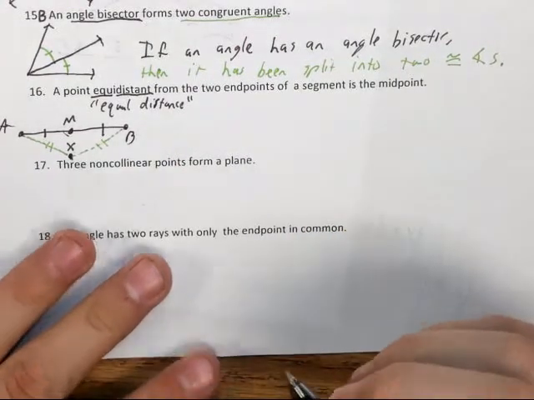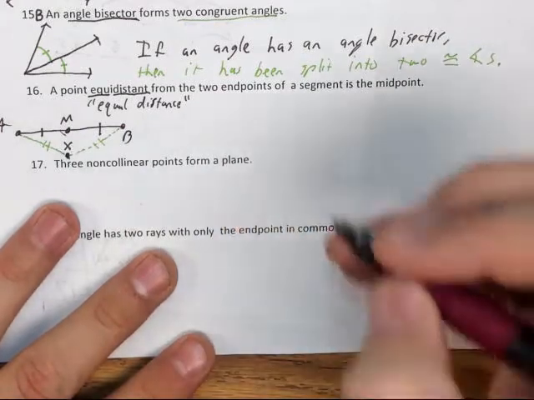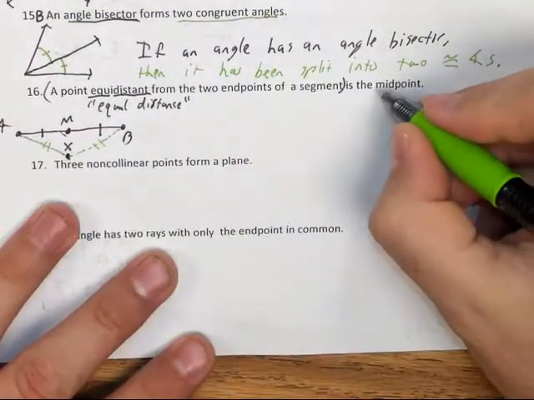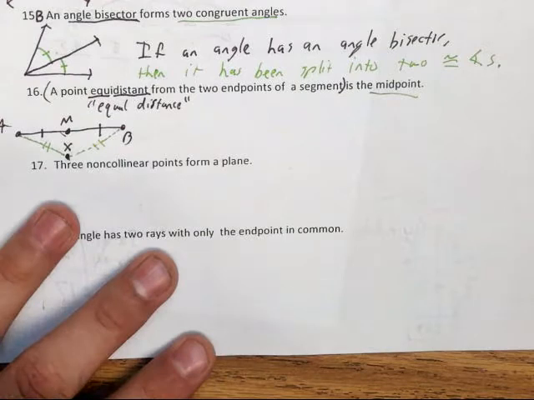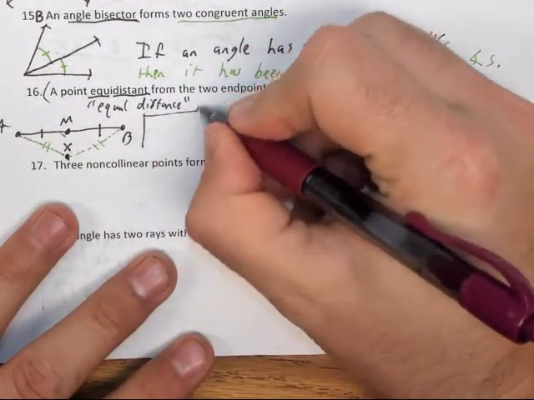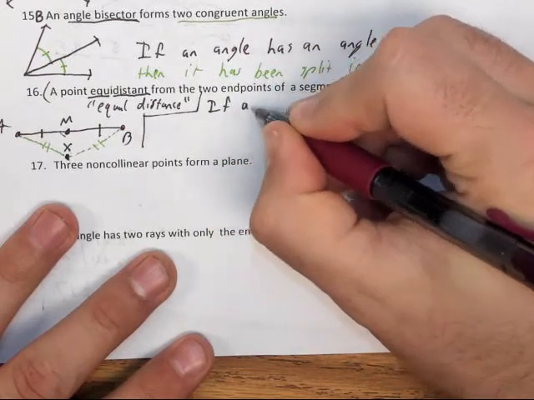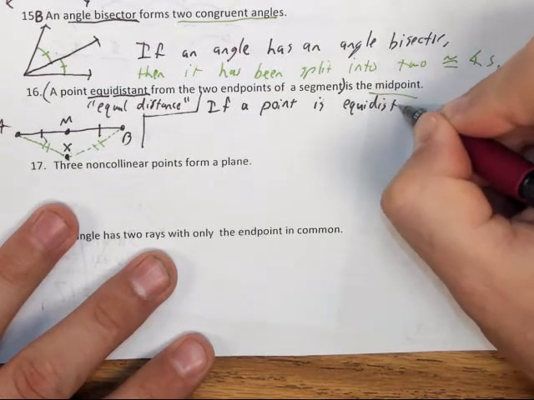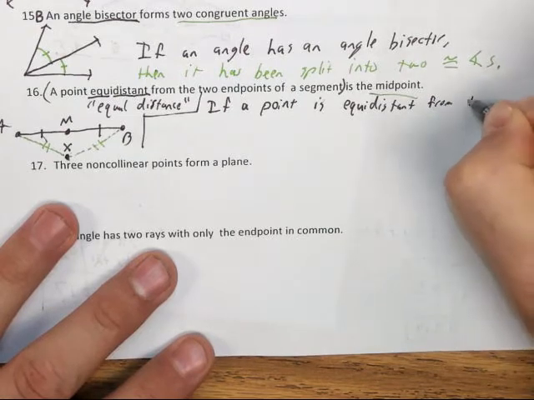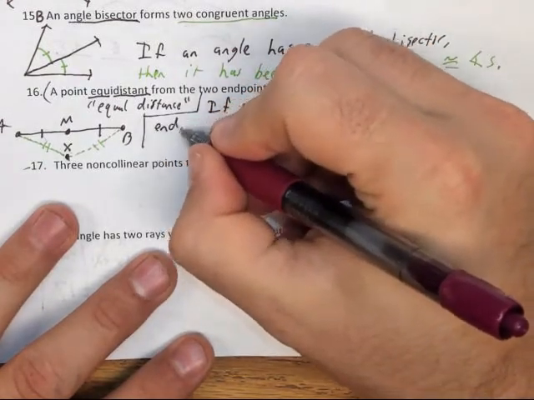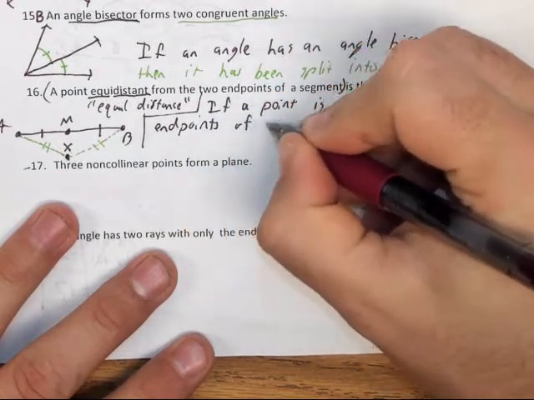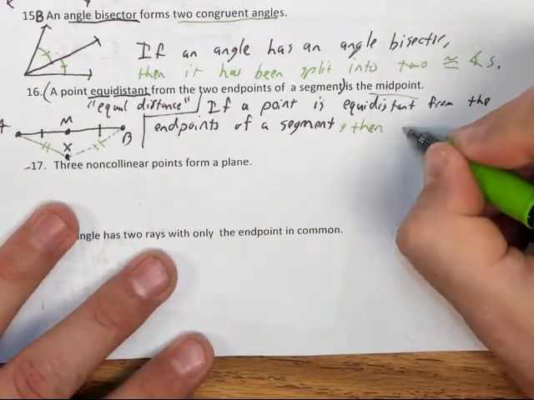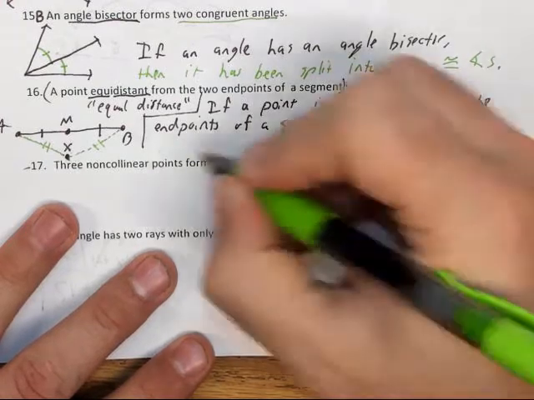So, as far as writing the conditional, a point equidistant from the two endpoints of a segment, we're going to use this section all the way up through segment as the hypothesis, and then our midpoint is going to be our conclusion. So, if a point is equidistant from the endpoints of a segment, then it is the midpoint.